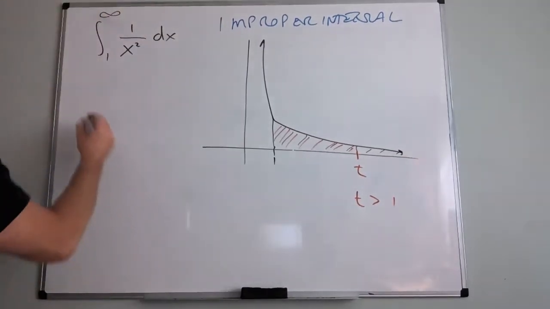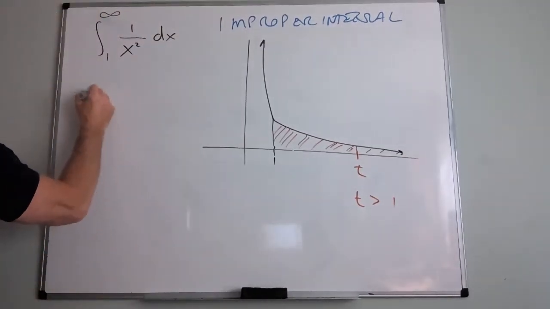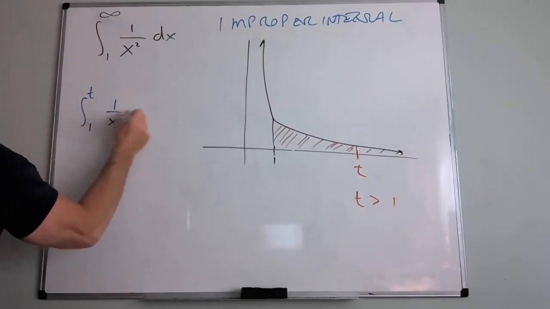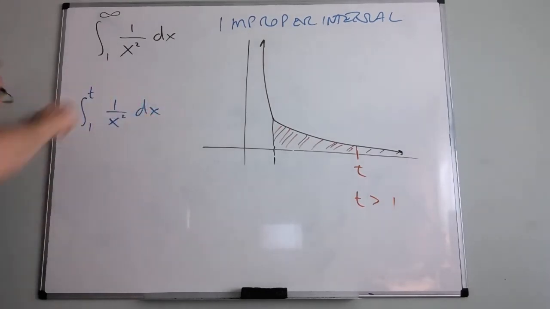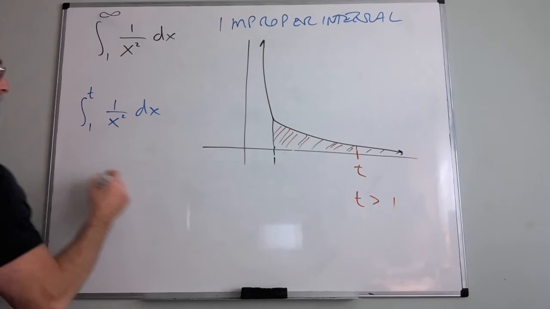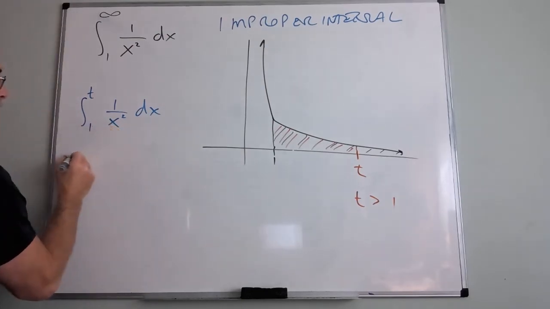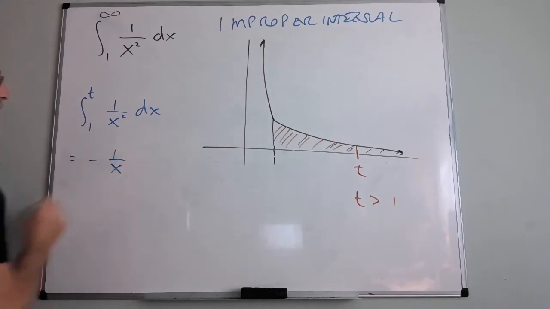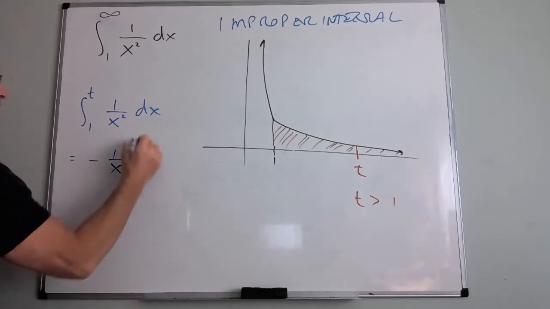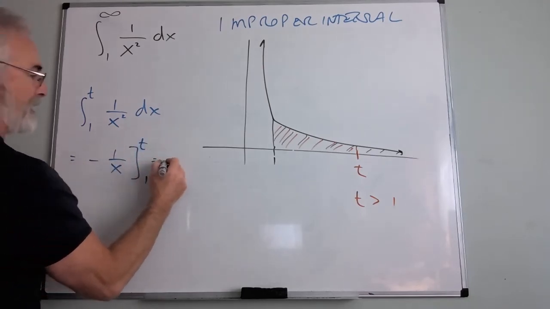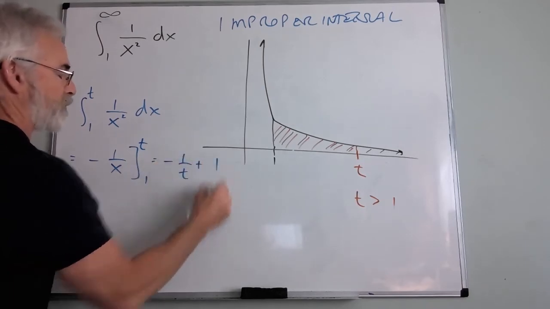Let's change the problem into the integral from 1 to t of 1 over x squared dx. I think this will be easy to find. Okay, so the antiderivative, if you want to write it as x to the -2, the antiderivative would be -1 over x from 1 to t, which would be -1 over t plus 1.